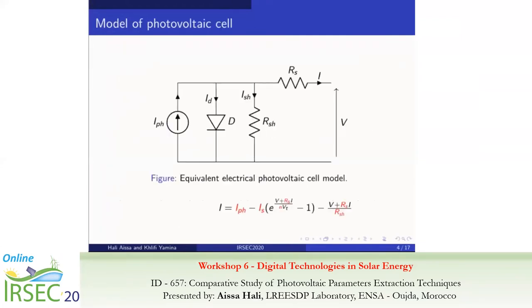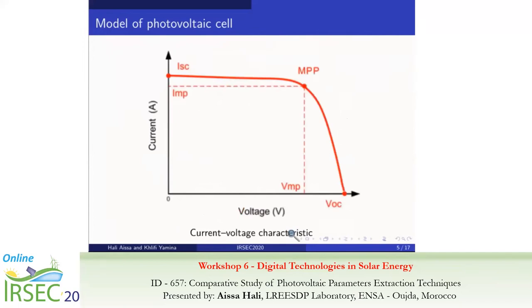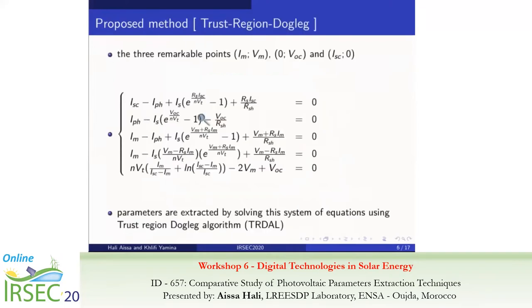The single diode model is essentially a semiconductor junction. When exposed to light, a direct current is generated. The current generated by the photovoltaic cell is given by the following equations as a function of five electrical parameters. The typical photovoltaic current is presented in the following figure as a function of voltage, which shows nonlinear behavior and three remarkable points. Based on the three remarkable points, one can generate the nonlinear system as a function of the five unknown electrical parameters. The system is then solved using a simple algorithm, which is the trust-region dogleg algorithm.